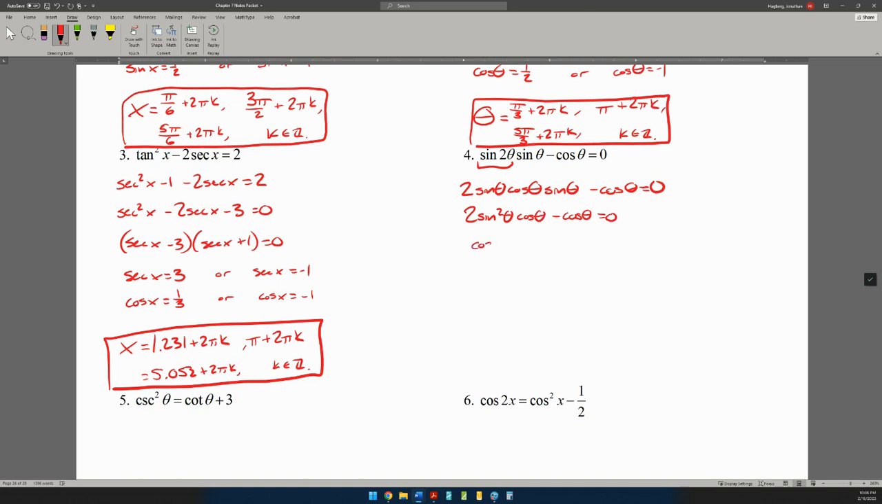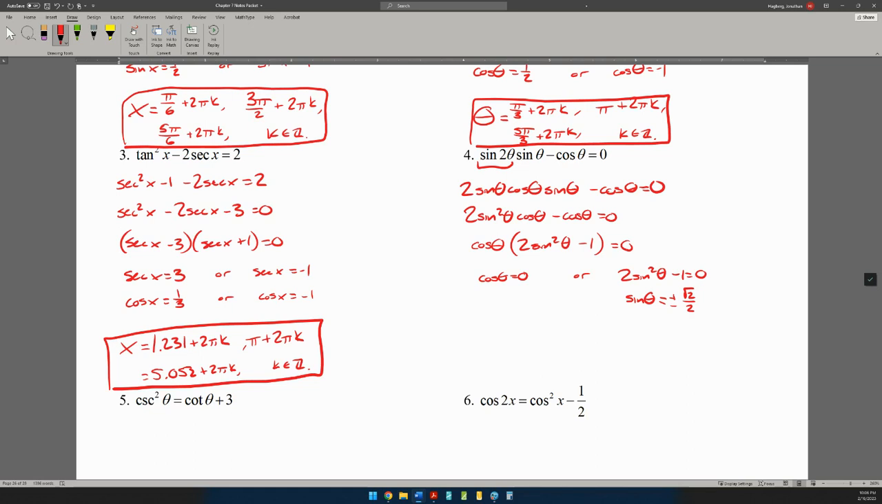I notice a common factor of cosine theta, so let's factor that out. 2 sine squared minus 1 equals 0. And then zero product property. We're saying where cosine is equal to 0, or 2 sine squared of theta minus 1 equals 0, or where sine is equal to plus or minus the square root of 2 over 2. So real quick, the way that we get that is we are adding 1 to both sides, dividing by 2, we get 1/2 equals sine squared, and then square rooting, we get plus or minus 1 over root 2, which rationalizes to root 2 over 2.